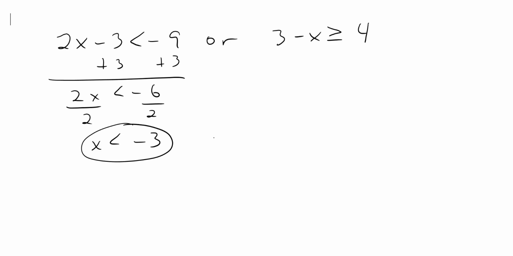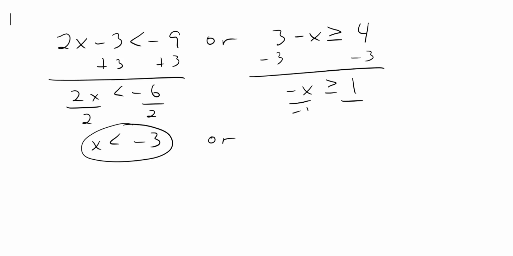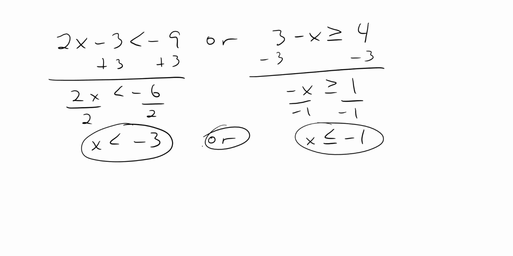So that's 1. Or, and I'm going to solve, so I'm going to subtract 3 from both sides. So negative x is greater than or equal to 1. Divide both sides by negative 1. What happens when you divide by negative? You switch the inequality sign. So x is less than or equal to negative 1. Okay, so here you are. This is like at the beginning of this lesson now. X is less than negative 3 or x is less than or equal to negative 1.